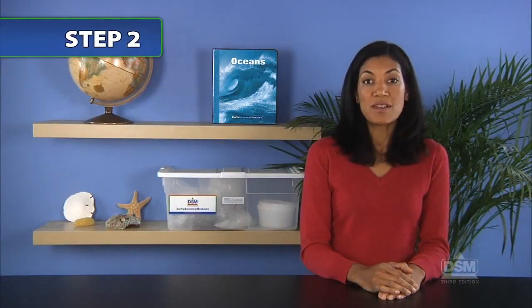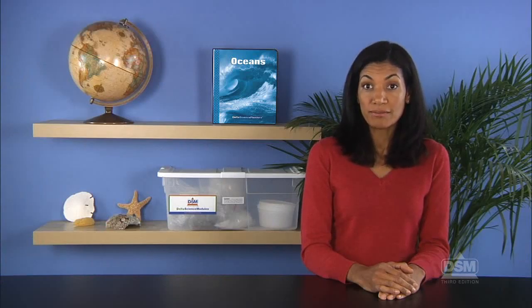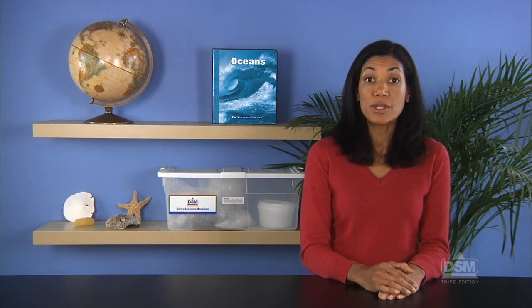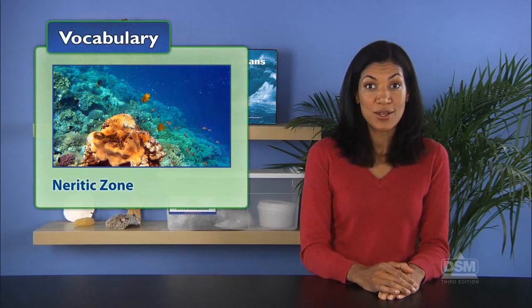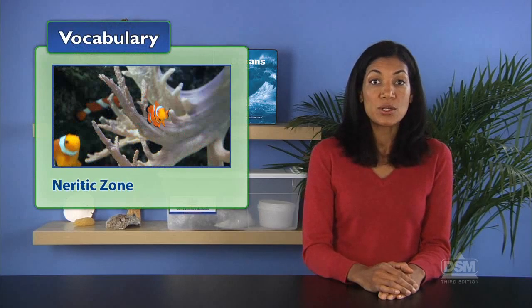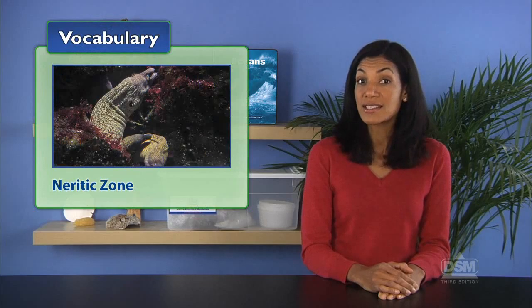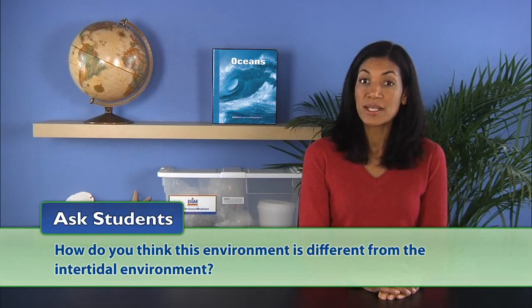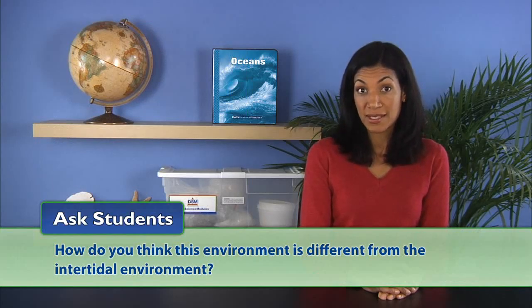Next, remind students of their contour maps of the ocean floor and point out that around each continent, the continental shelf extends outward under the ocean for many miles, then drops off steeply at the continental slope. Explain that the ocean area that extends from the low tide line to the edge of the continental shelf is called the neritic zone, and that the neritic zone is home to the greatest variety and greatest numbers of ocean life. Ask students, how do you think this environment is different from the intertidal environment?